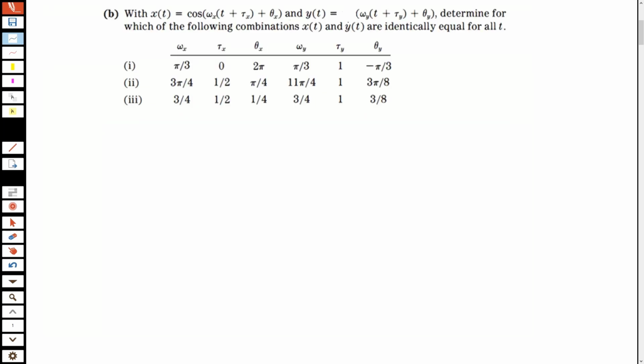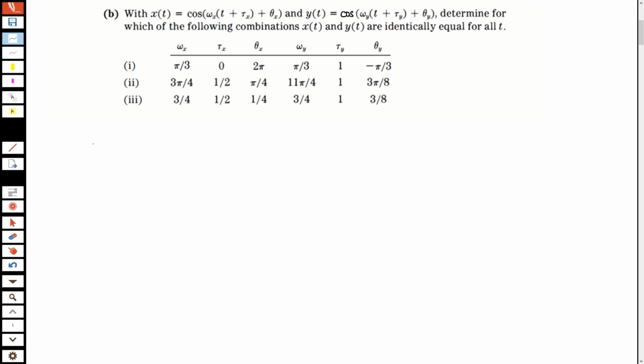So in this part B, we have two signals x(t) and y(t), and to start with, let me do a quick correction. Now in this part B of this question, we've got two signals. x(t) is same as before, and y(t) is again a sinusoid. Let me do a quick correction. This would be cos(omega_y t plus tau_y) plus theta_y, right? We need to determine which of the following combinations would make x(t) and y(t) be identical to each other for all t. By identical, we mean that for every value of t, the value of x(t) and the value of y(t) should be same.